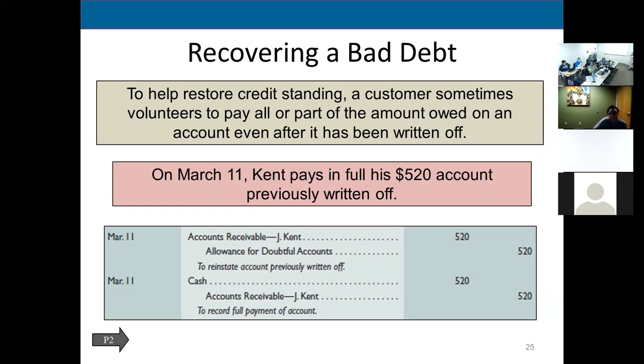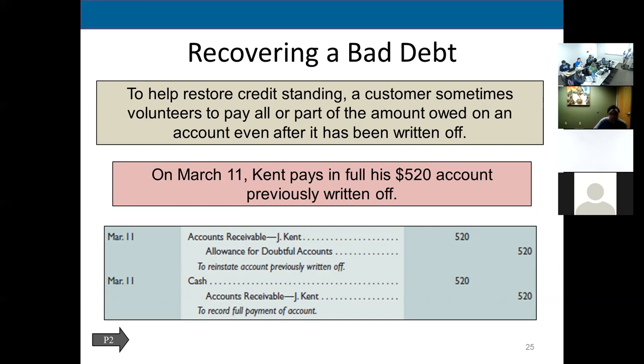So here you go. You've already written it off. The customer comes in an effort to keep credit in good standing, they want to pay off their debt. So on March 11th, Kent pays his full $520 account previously written off. Notice this looks very similar to what we just looked at in the prior example.